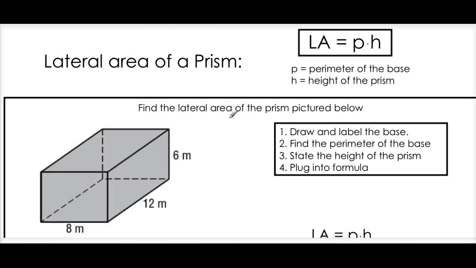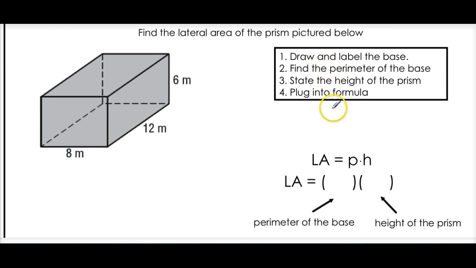That's the difference, surface area and lateral area. So let's get into the formulas. How do I find the lateral area of a prism? The lateral area, LA, is just the perimeter times the height. I find the perimeter of the base and I multiply that by the height of the prism. That is how you find the lateral area.